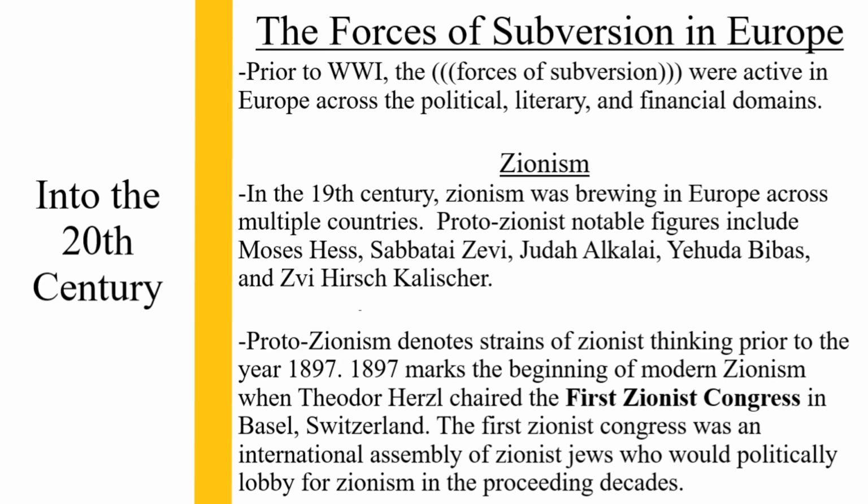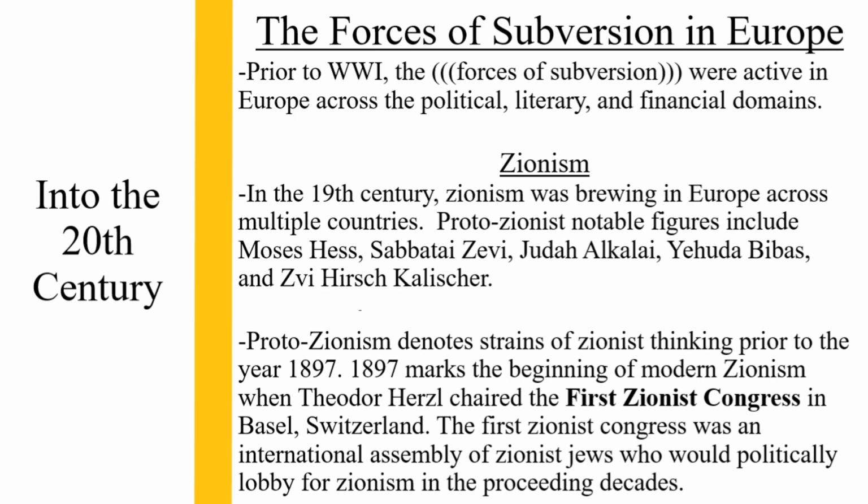So now that we've set up Europe, the political situation, and the powder keg that it was by the year 1914, we can talk about what the forces of subversion were doing at the time. So prior to World War I, and three brackets around so you know who I'm talking about, YouTube doesn't like me to say the word, the forces of subversion were active in Europe across political, literary, as well as scientific, and financial domains. So let's talk about the political domain first.